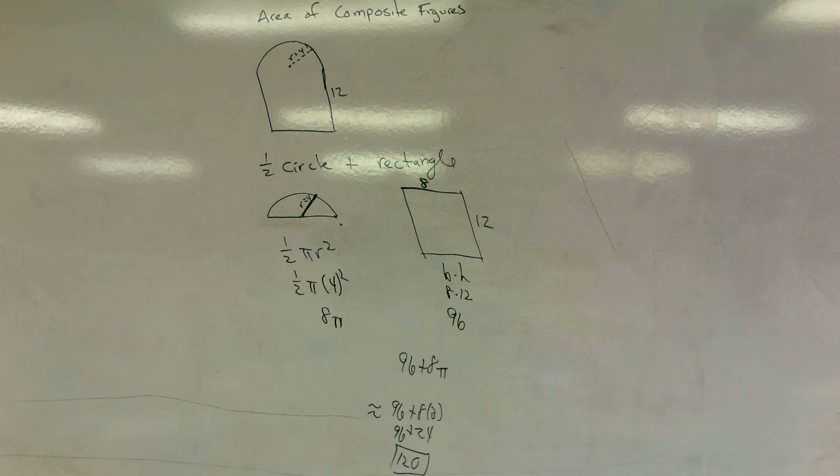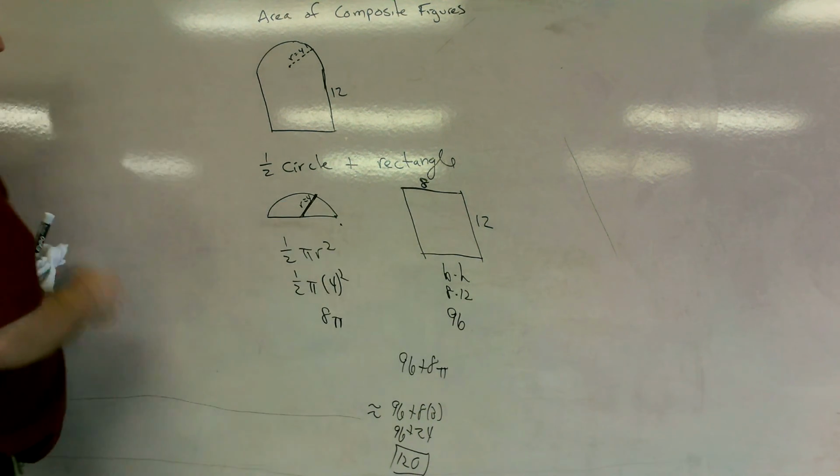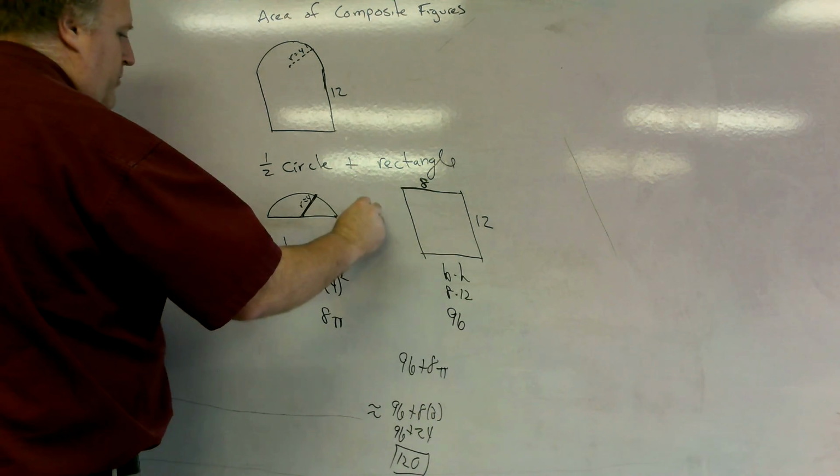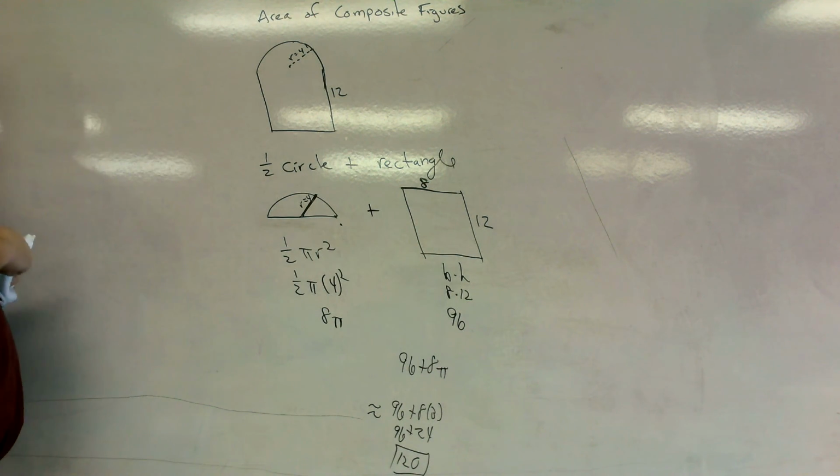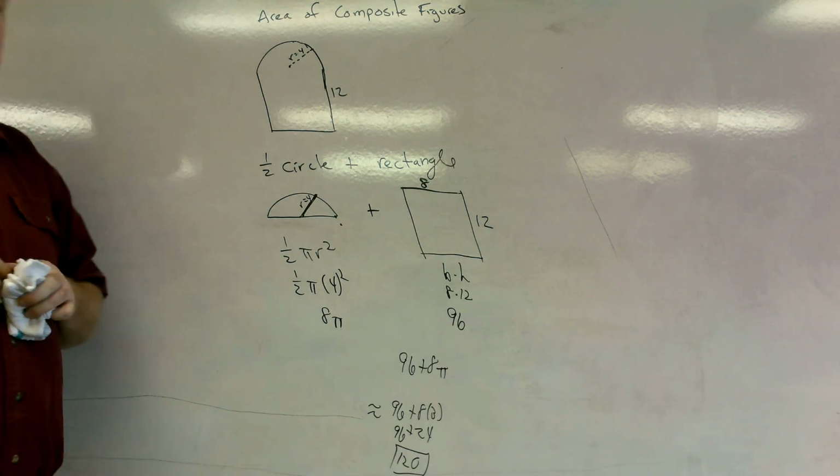So there we have it, how to find the area of a composite figure. You break it down into the figures that you know how to find the areas of, and you add those two areas together. That's it.